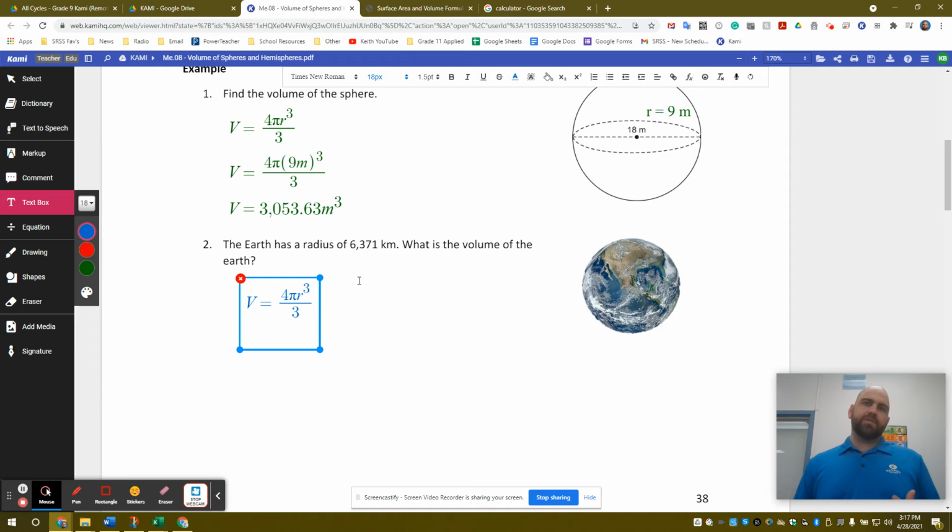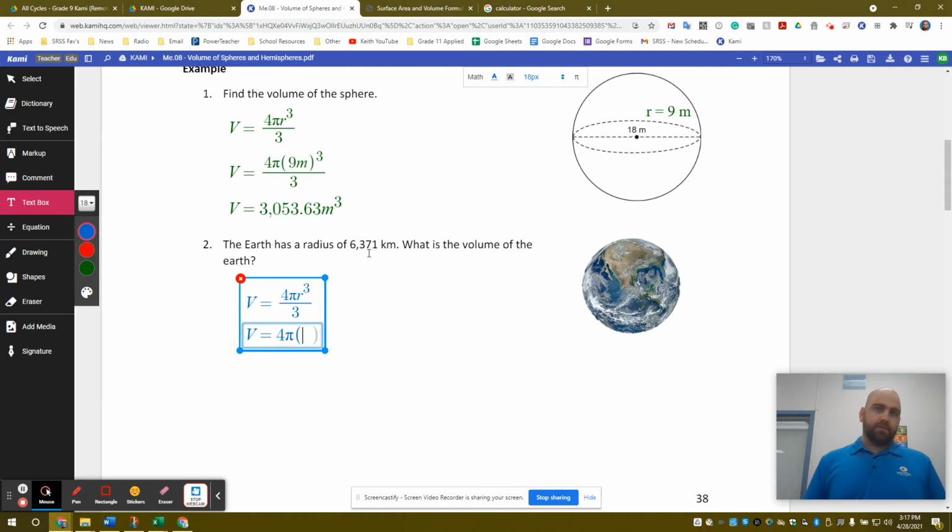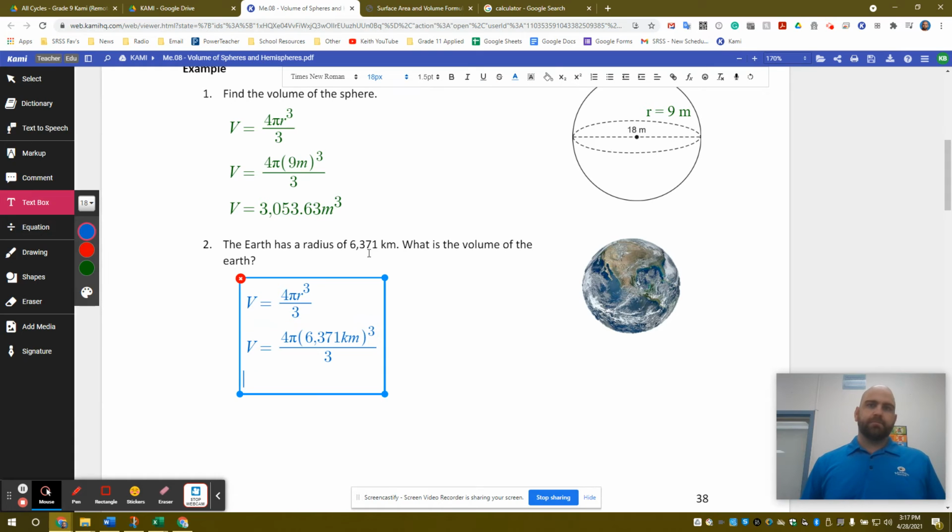Now again, because we're dealing with such a big number and we're cubing it, so we're multiplying it by like 6,000 by itself, it becomes really, really big. So volume is equal to 4 times pi times 6,371 kilometers cubed, and we're dividing that by 3. So again, we're going to get a very, very big number. I'm not going to do this on the computer calculator. I'm going to do it with my own calculator. So when I punch this in here, it's going to be 4 times pi times 6,371 cubed divided by 3.